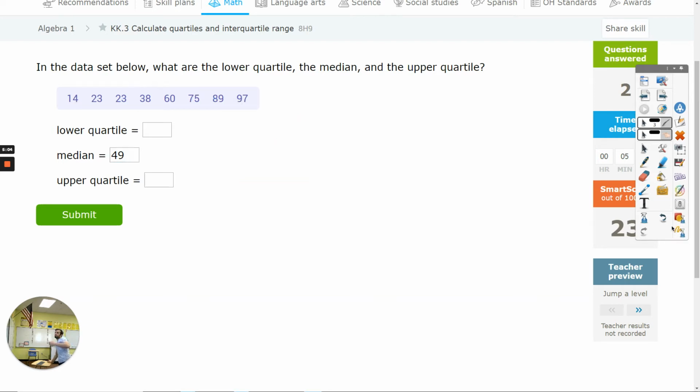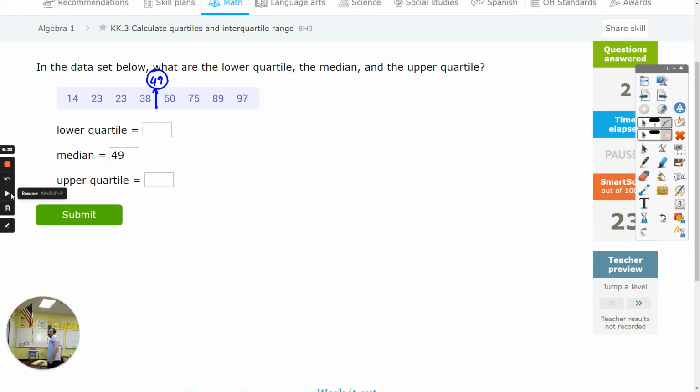Let's clear everything up. Now, the median is going to be right in the middle of 38 and 60, so this right here is going to be 49. That's the median, the first number I had. Now, to the left of that arrow, because that's the location of that number, and I didn't circle 38 or 60, let me just pause the video. Okay, sorry for the interruption.